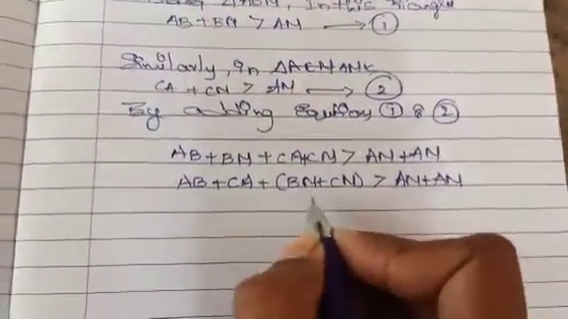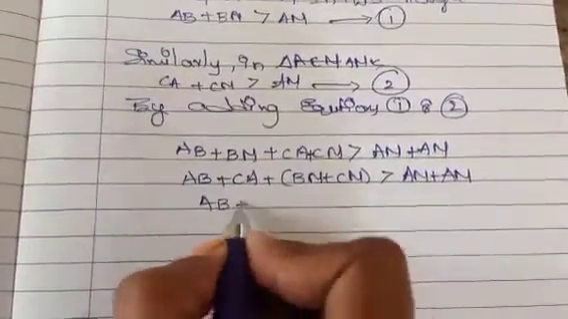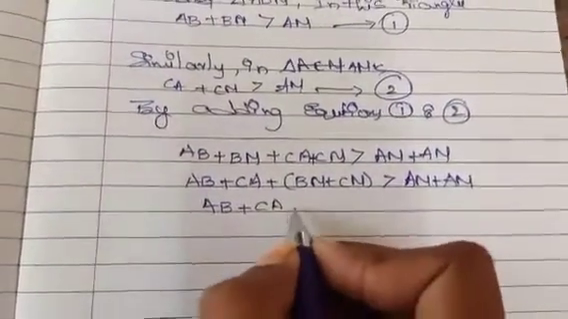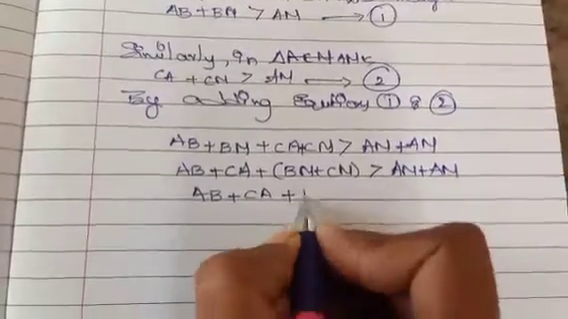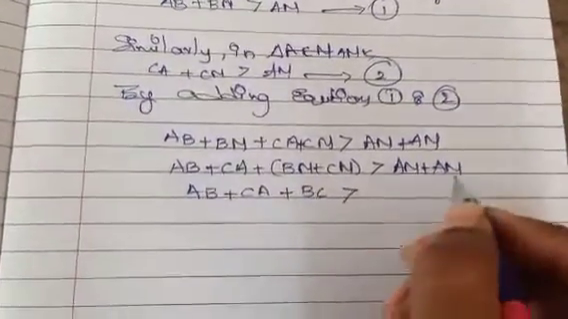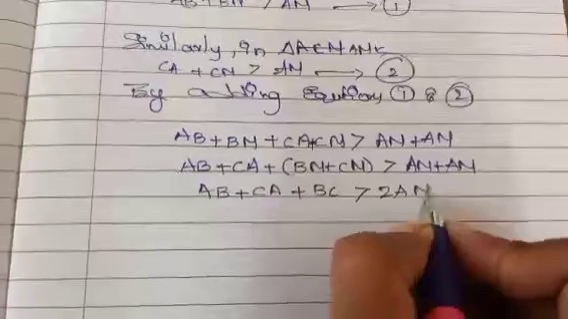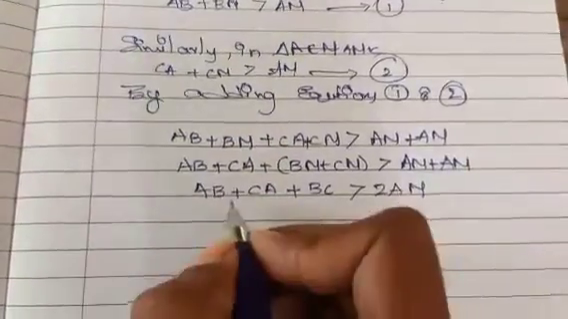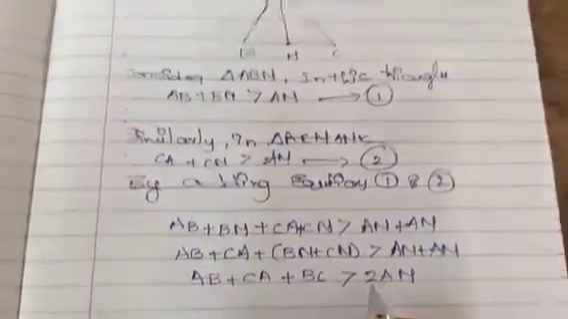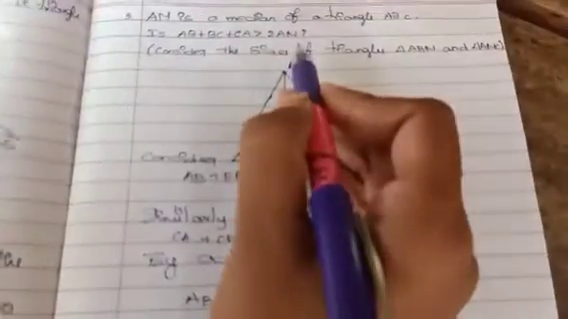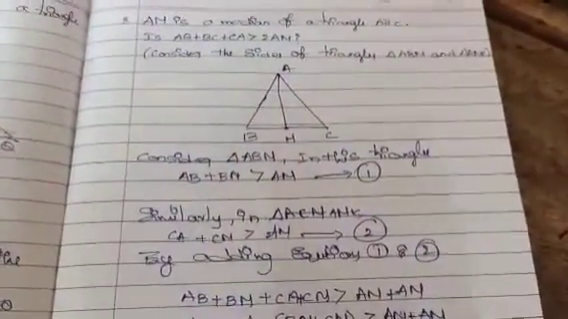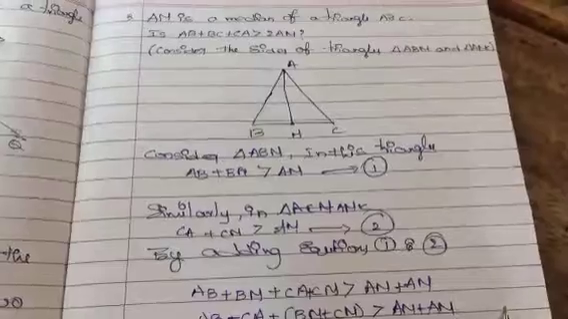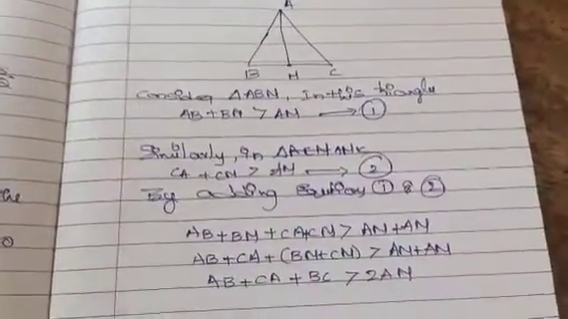See here BM is common, so we will take it out. BC will remain: AB plus CA plus BC greater than AM plus AM, that is 2AM. So now here we proved AB plus CA plus BC greater than 2AM. So it is proved in the triangle. We are done.